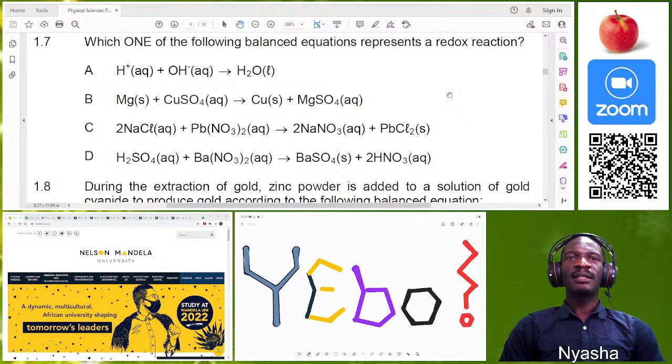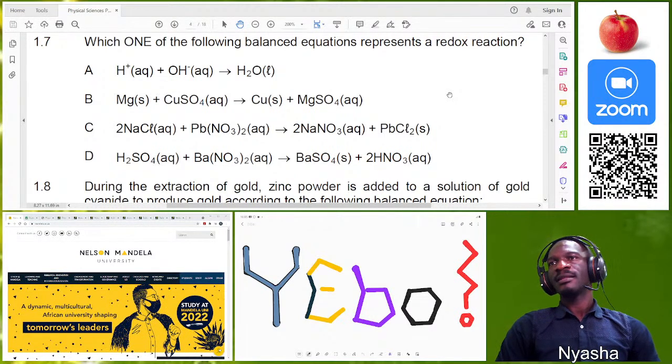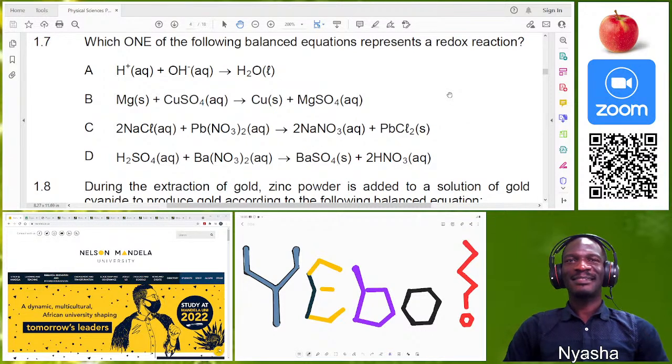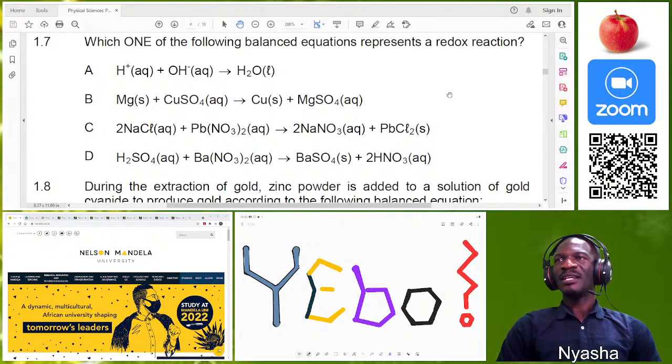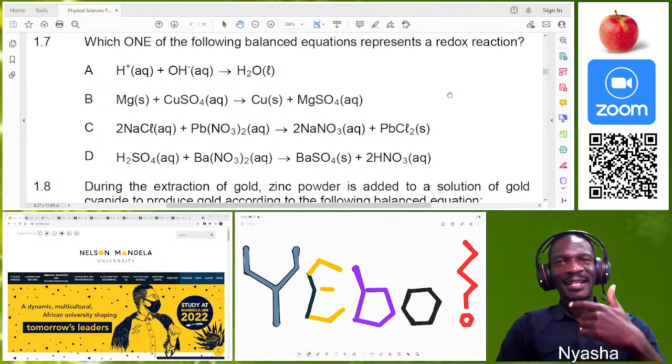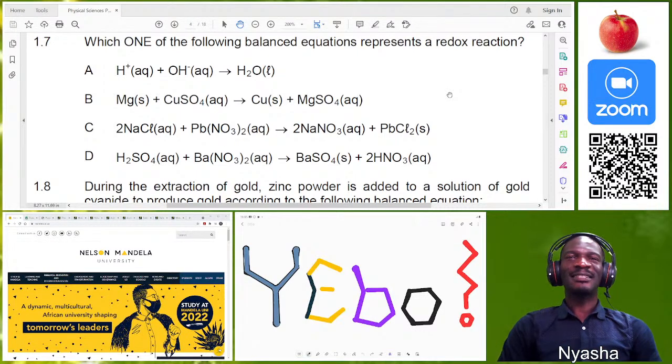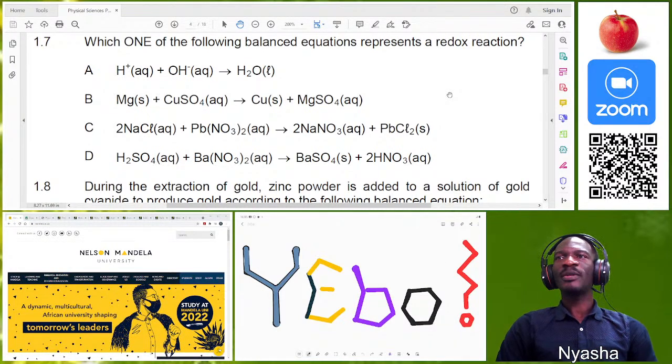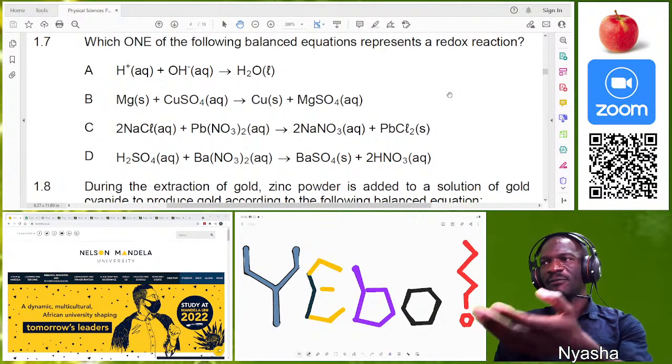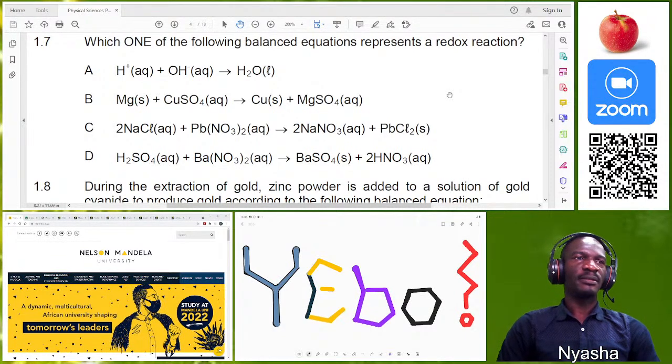So the moment you think chemical reactions, the moment you think redox reactions, the next point of contention in this case is how do I tell when a reaction is a redox reaction? I've been given some chemical symbols. What is the criteria that we must use or that we can use to distinguish a redox reaction from a set of reactions like what we have here?